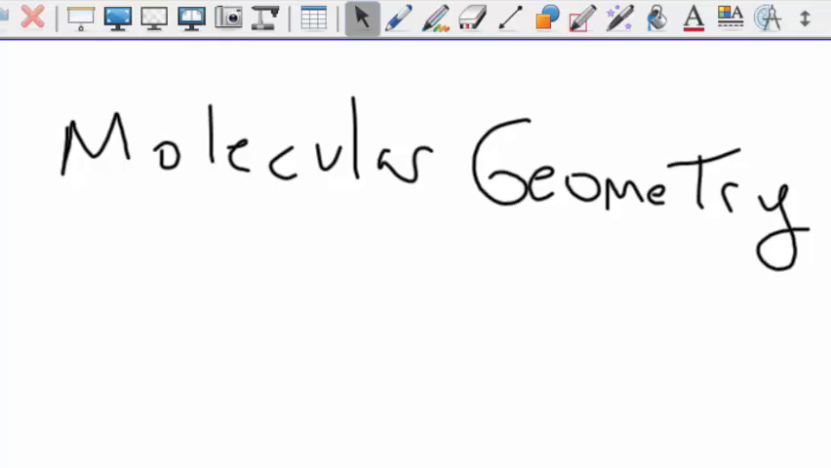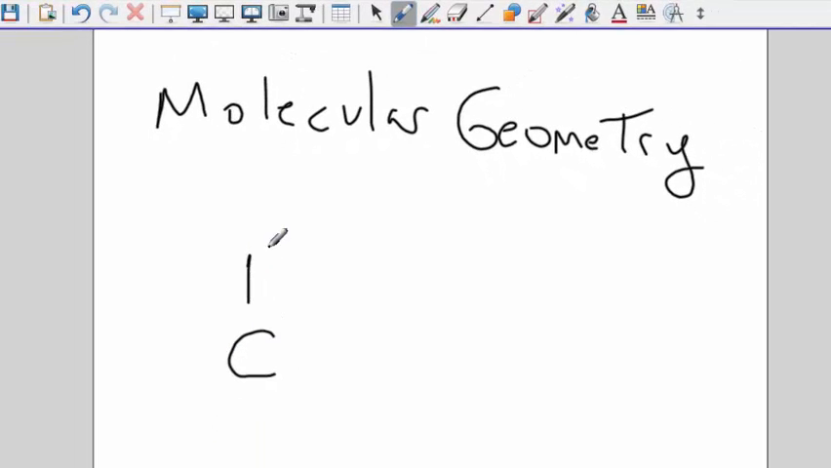Molecular geometry is the three-dimensional shape of molecules. Up till now, we've been drawing these molecules as if they were flat. When we draw a Lewis dot structure for methane, for example, we draw the carbon, the hydrogens, and there are the electrons. And it's flat. But that's not what it looks like in real life. So this is what molecular geometry is about: what these things look like in real life.